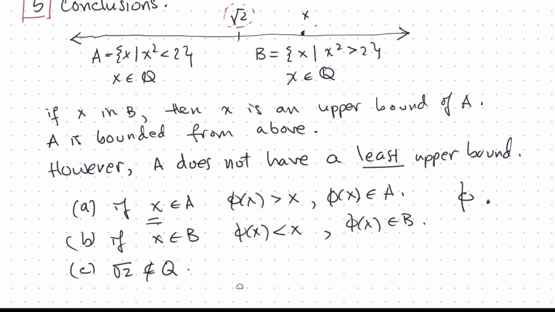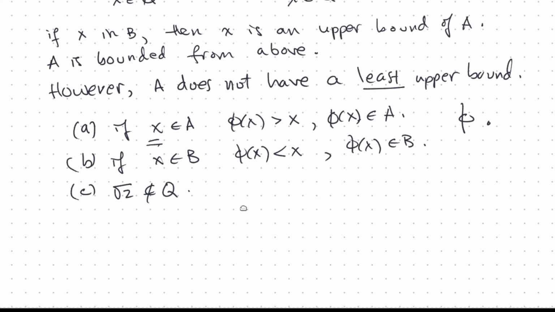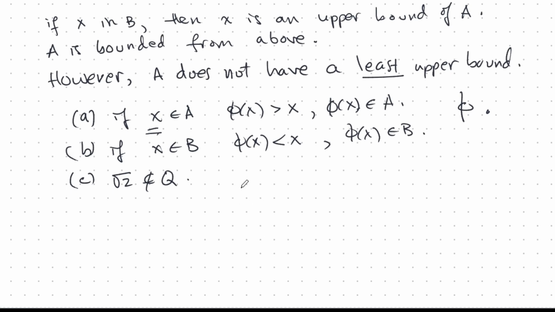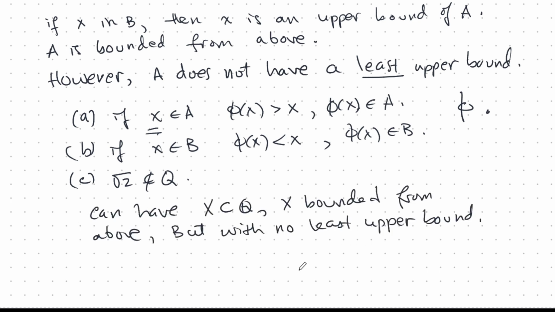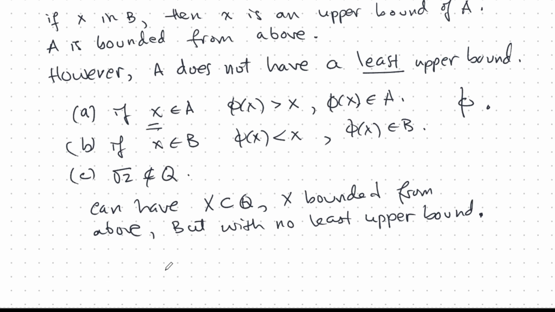So what we see from this is that Q has some problems. We can have a set that is bounded from above, a subset of Q, but there's no least upper bound. So this is possible with the rationals, and I think that this really bothered mathematicians. They didn't like having to live this way.